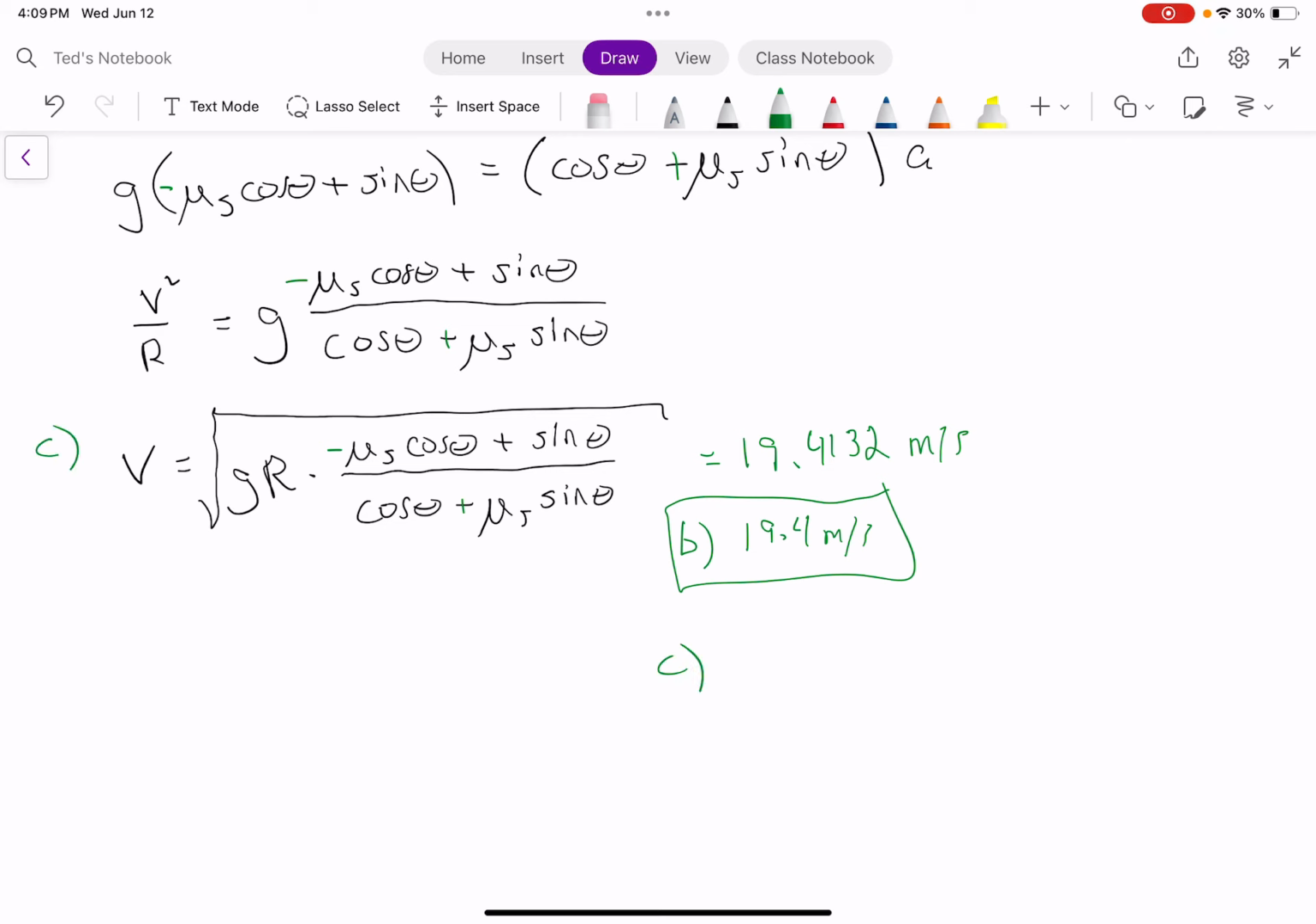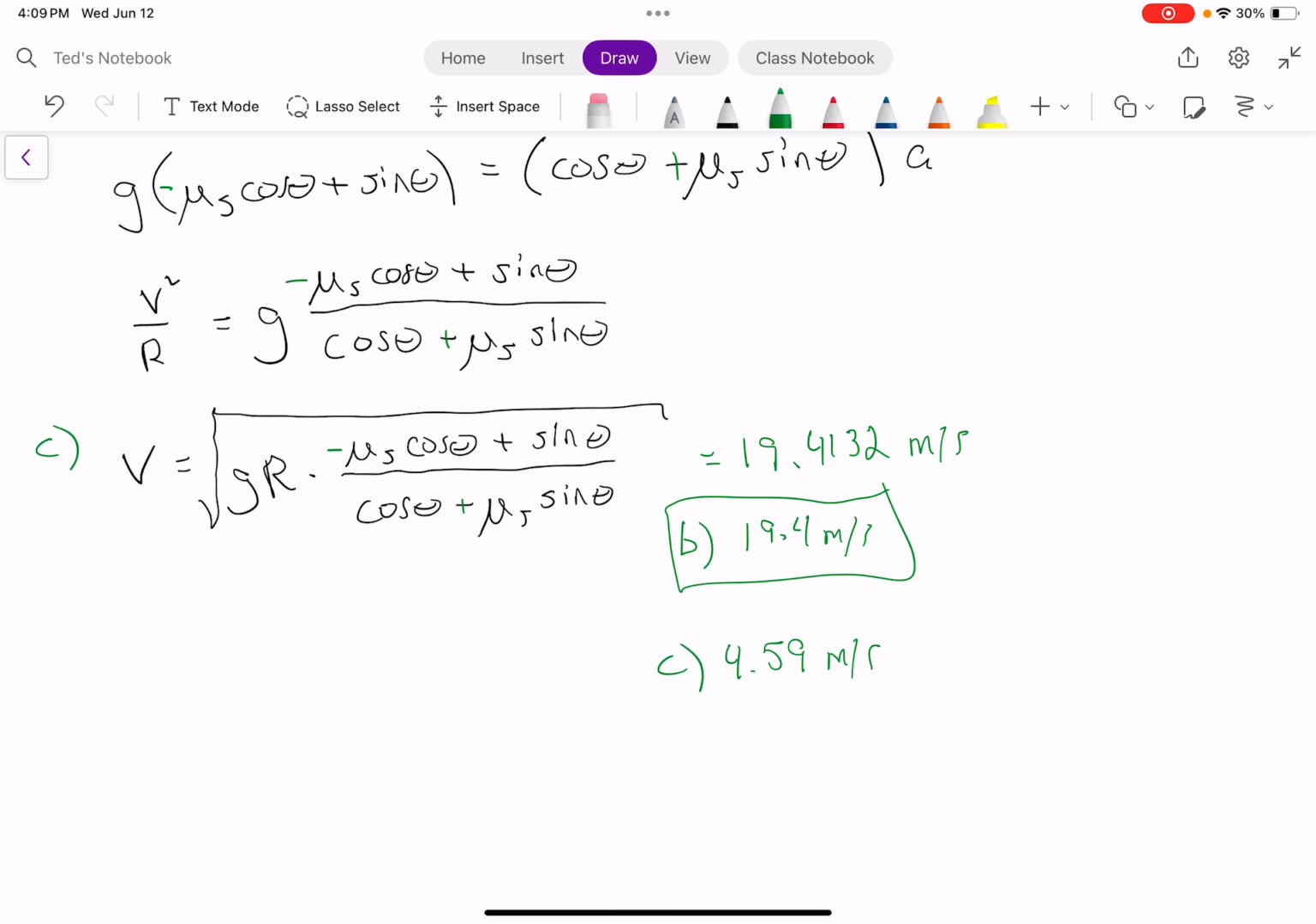And so for part C, if we plug this in, adding in the negative sign in the numerator and changing the negative sign to a positive sign in the denominator, we get the slowest you can go is 4.59 meters per second, if you're trying to go as slow as possible without sliding down the hill.